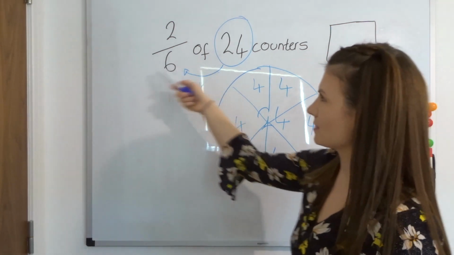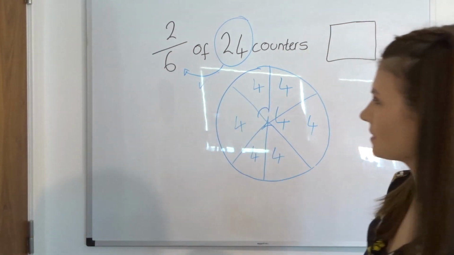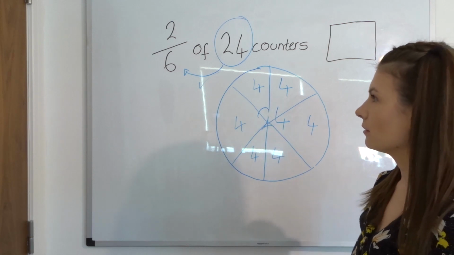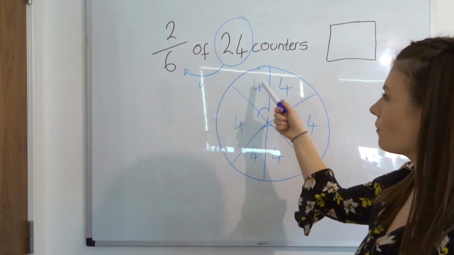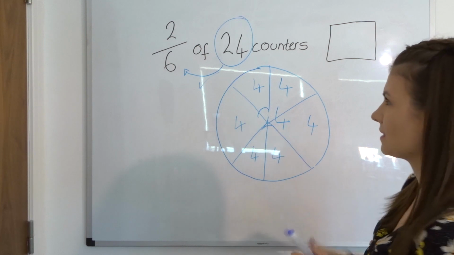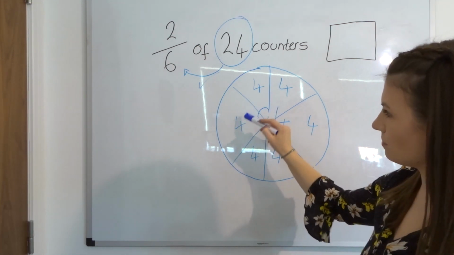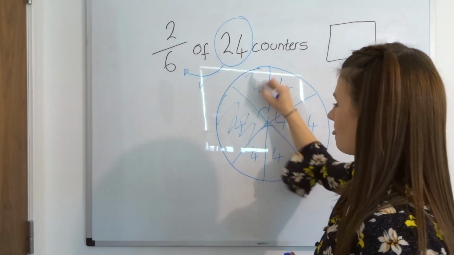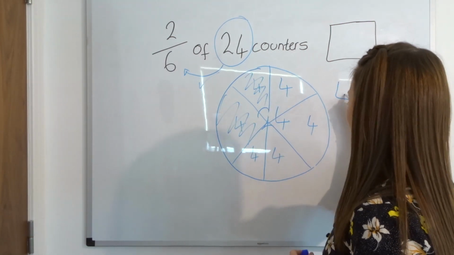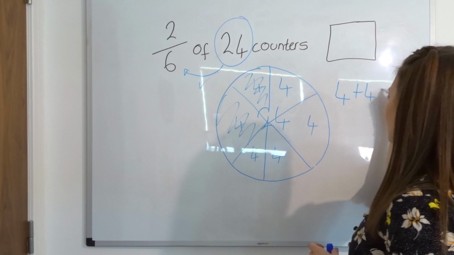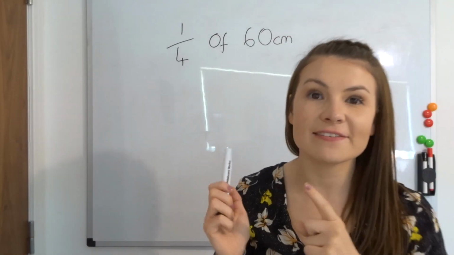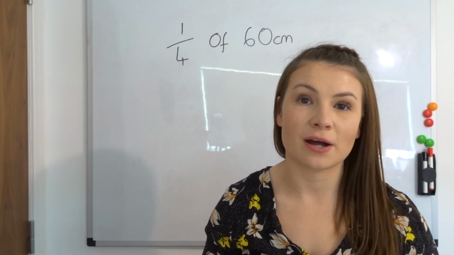Now we need to times it by the top. So how many pieces do we need to find and add together? Good, so we need to times 4 by 2. So we need 2 pieces of 6. So 2 pieces of these 6 pieces added together. So I'm going to do this one and this one. So 4 add 4 equals 8. Well done. Okay, here is the next question for you to answer.